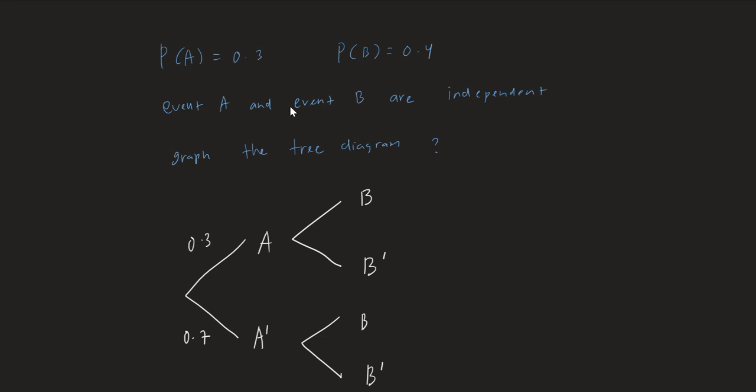Okay, we know event A and event B are independent. So it means this will be the same as this, and this will be the same as this.